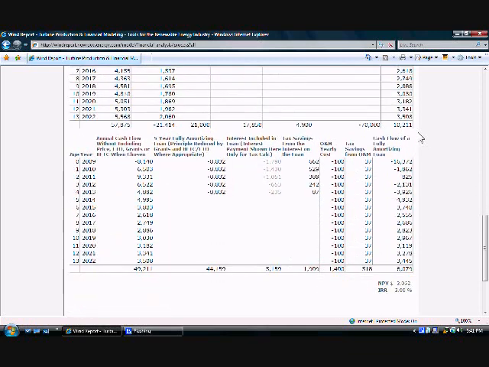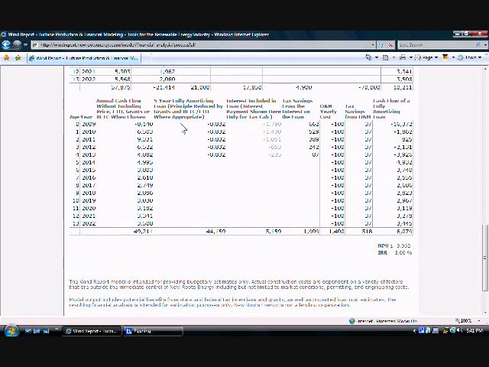Scrolling down, the next section incorporates a loan if you chose to use one. A loan spreads out the cost over the first 5 years. At the bottom, you'll see the calculated net present value and internal rate of return for the investment. These are good indicators as to whether or not this is an investment you should pursue.